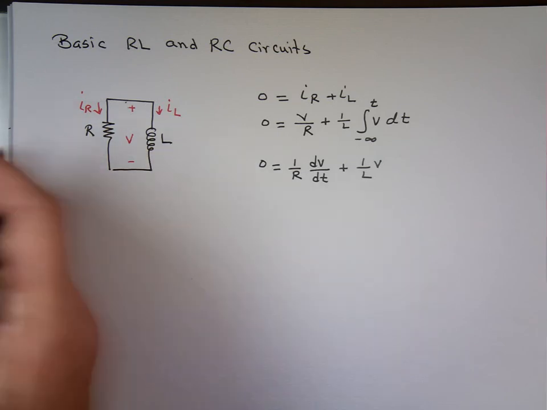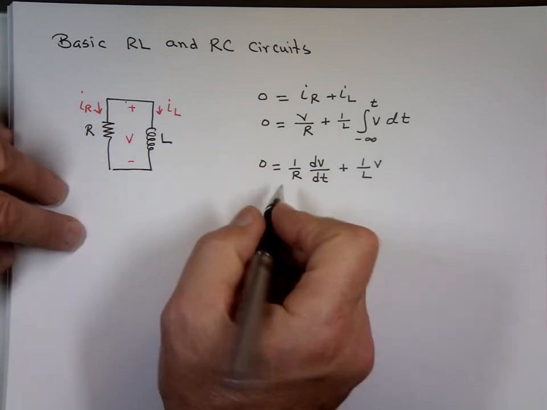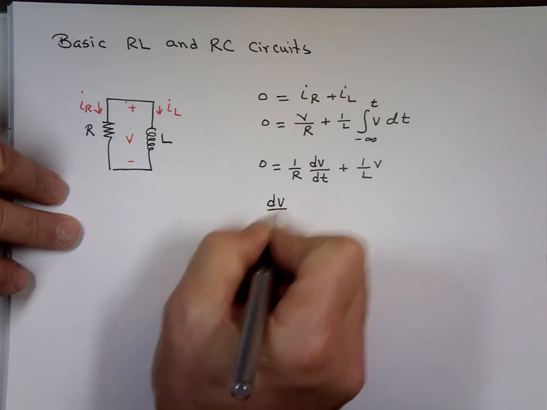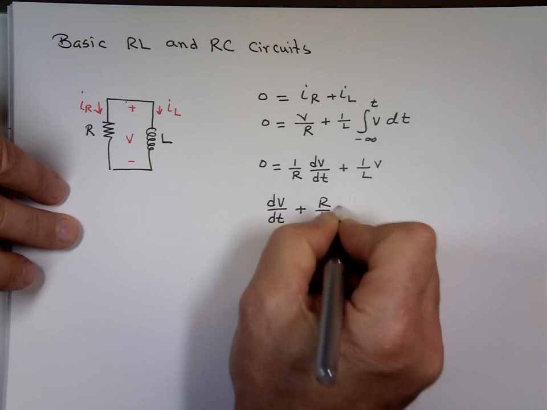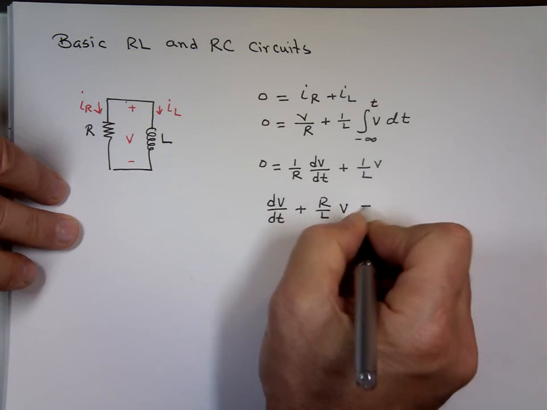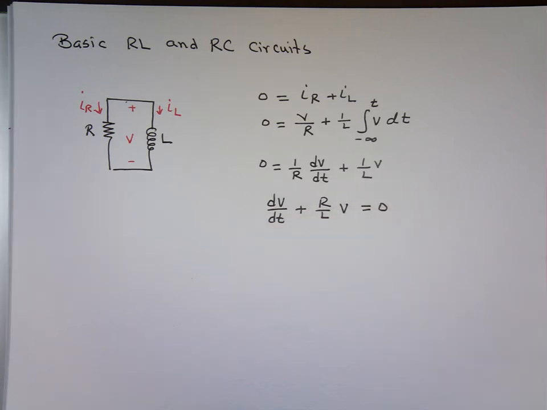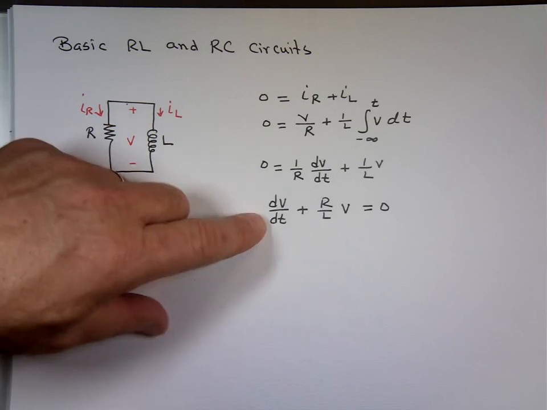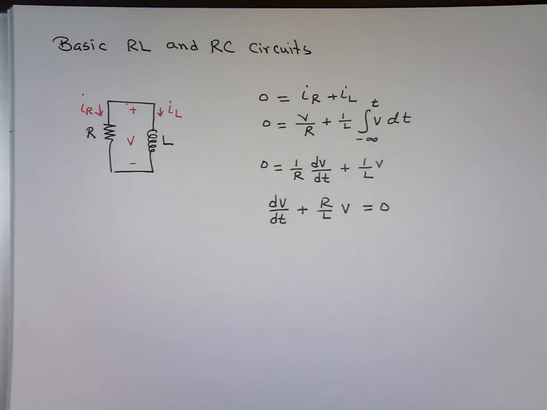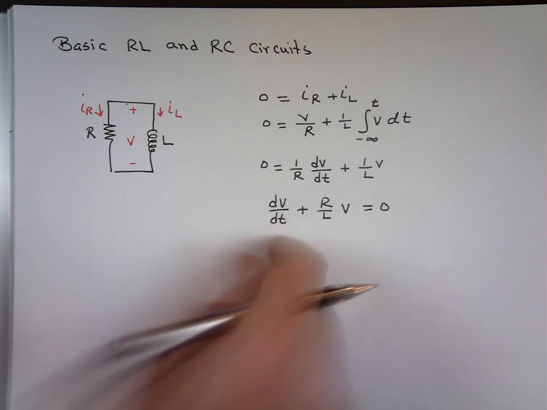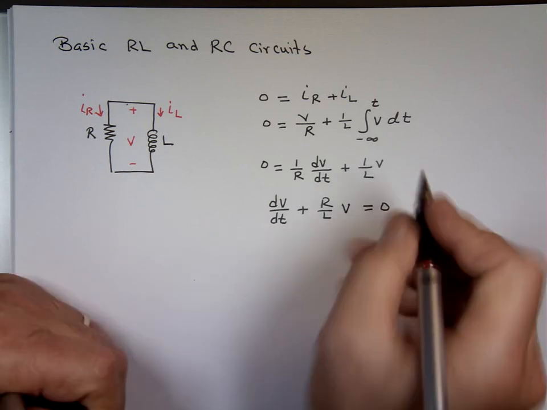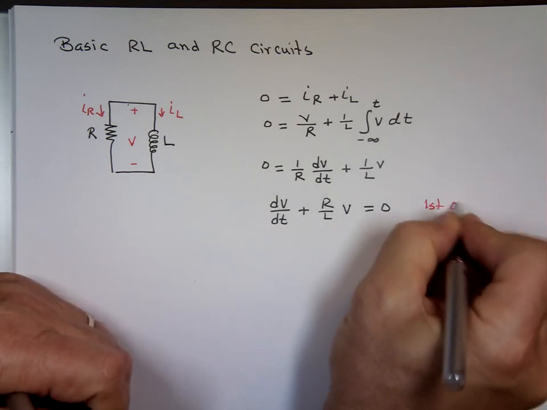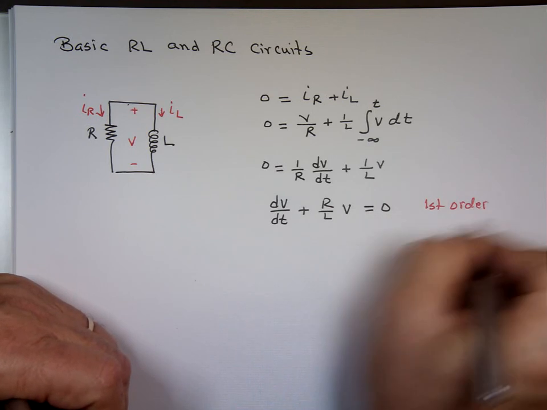And if we multiply everything by R to get rid of the 1 over R in the front, you end up with what? dV dt plus R over L times V is equal to 0. And the question, how do we solve that? This is a first order differential equation. It's called a differential equation because it has a derivative. And it's first order because what? It's only first degree, first derivative. So that's the first order differential equation.